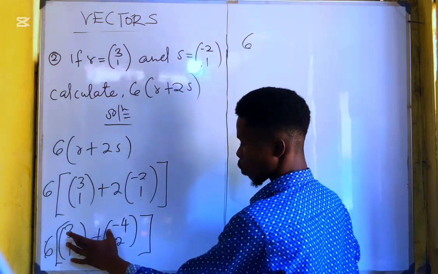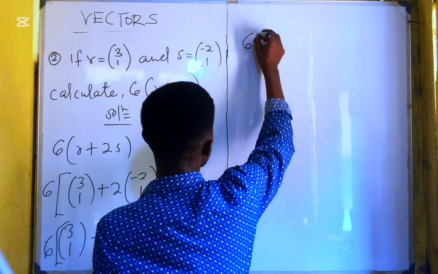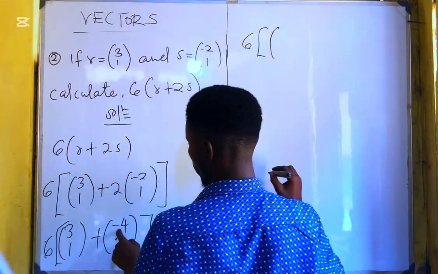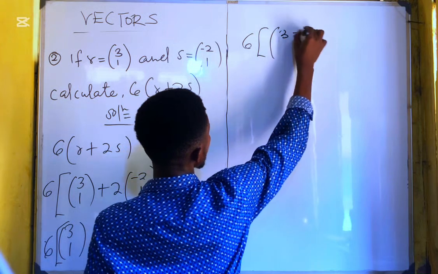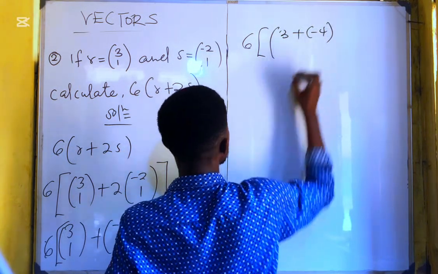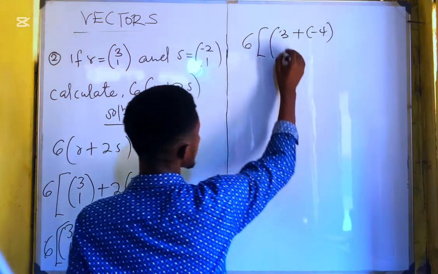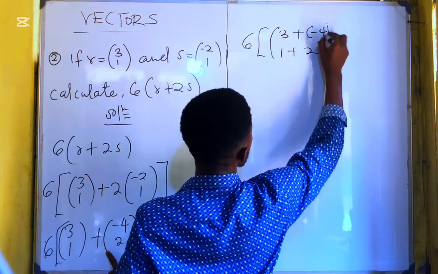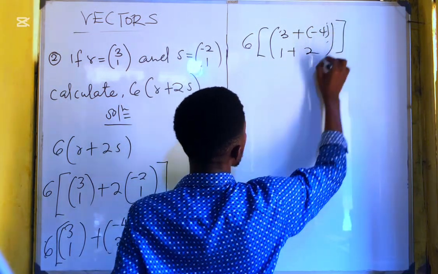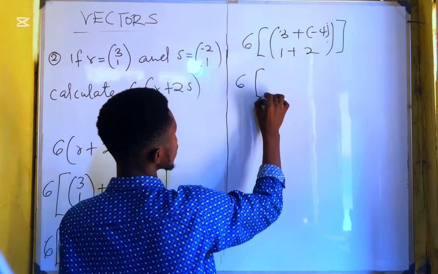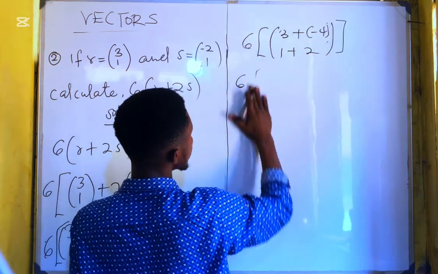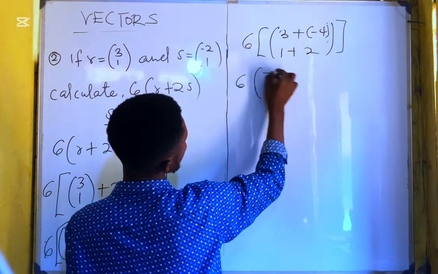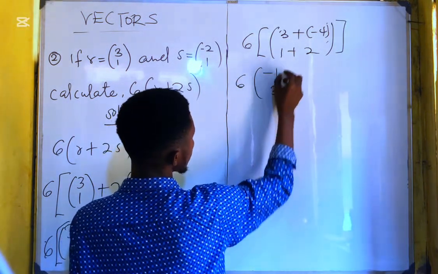Now I'm going to combine this. So that will be bracket open 3 plus negative 4, then you also have 1 plus 2. So 6, and 3 plus negative 4 here becomes negative 1. 1 plus 2 is 3.